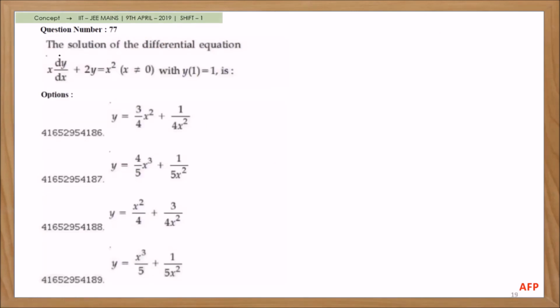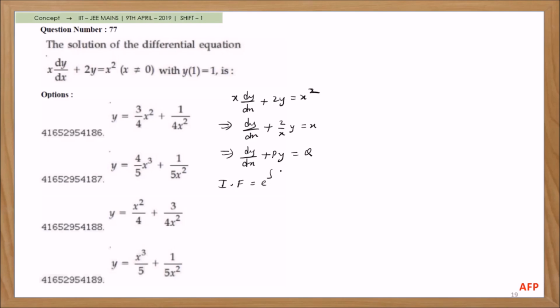Next problem, the solution to the differential equation. This differential equation is being given. X is not equal to 0 with y of 1 is equal to 1. The solution for this differential equation is a linear differential equation. So write the differential equation as it is, dividing throughout by x. So which is nothing but a linear differential equation, dy by dx plus Py is equal to q. Okay. Now the integrating factor we will calculate. E raised to integration of 2 by x dx we are getting. So it is nothing but x square it is.